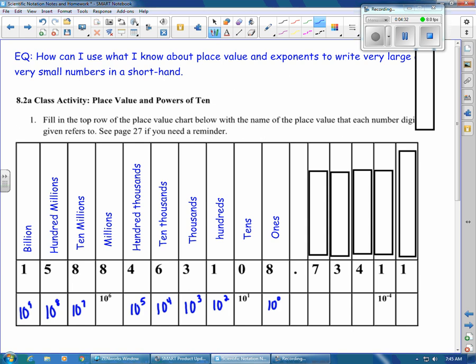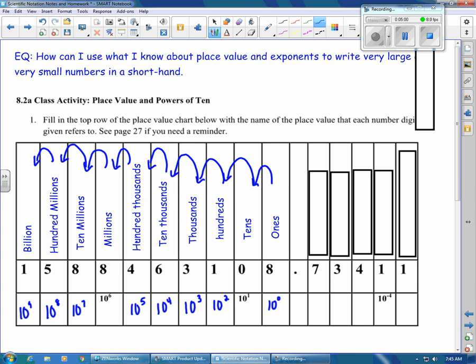Each time we go up 1, 1 times 10 is 10. 10 times 10 is 100. 100 times 10 is 1,000. 1,000 times 10 is 10,000. 10,000 times 10 is 100,000. 100,000 times 10 is going to be a million. A million times 10 is going to be 10 million. 10 million times 10 is going to be 100 million, and 100 million times 10 is going to be a billion. Now, you don't have to draw those little humps there.